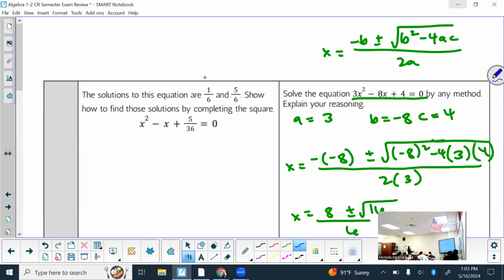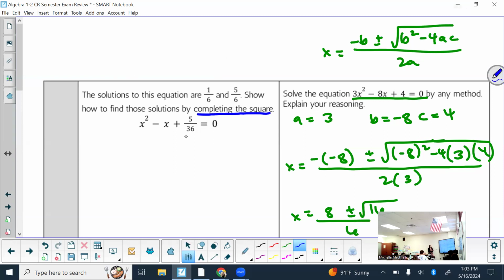This one tells you what the solutions are, so it's no secret that these are the solutions. They want you to show it by completing the square. Say you completely forget how to do that on the test. Use a different method, show all your work. It won't get you the full points, but at least that's better than no points, right? But by completing the square would get you full points.